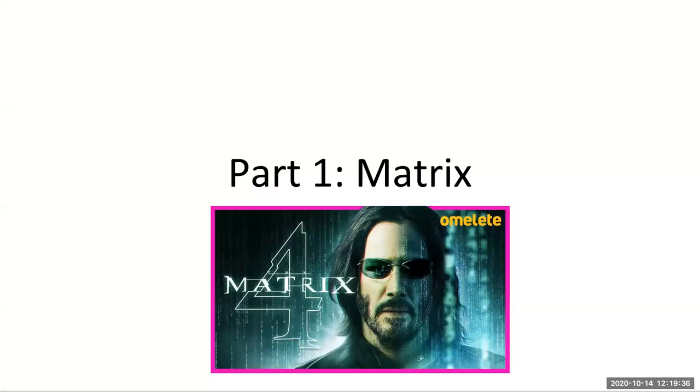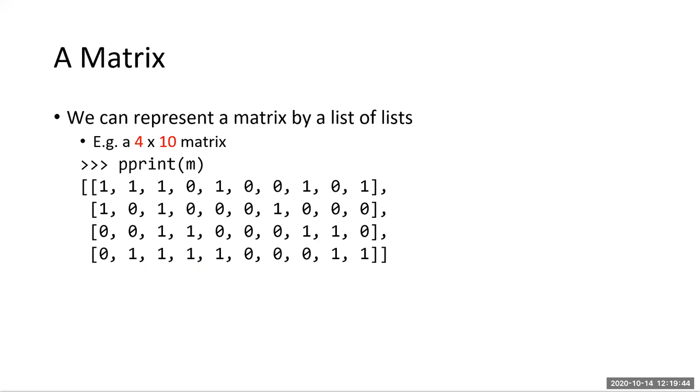Okay, so we have part one, matrix. You can represent a matrix by a list of lists, remember? So in CS1010E, we do a row column. So in this way, if we want to access, like, row 1, column 2, we basically do like M1, sorry, I cannot annotate. Column, okay, let me try to annotate if possible.